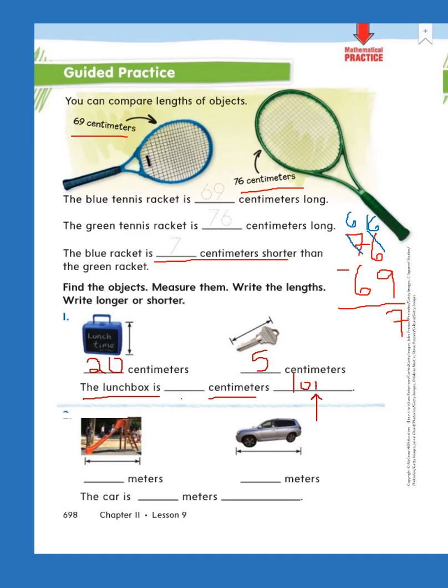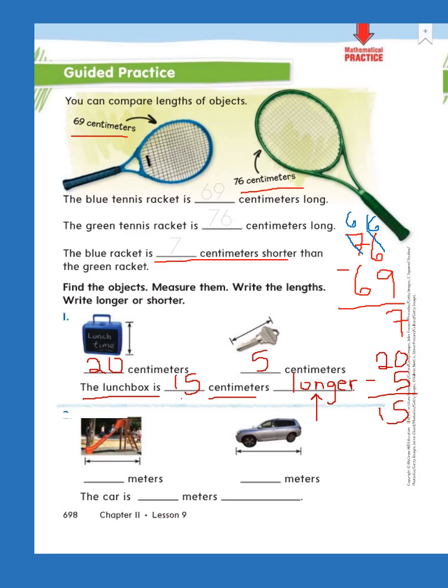Okay, we put that there, and the next step is to fill in that other blank. We need to know how much longer it is. So just like we did in the example above, we're going to write down the 20 for the lunchbox and the 5, and this is all centimeters, for the key. 20 minus 5 is 15. So the lunchbox is 15 centimeters longer than the key.